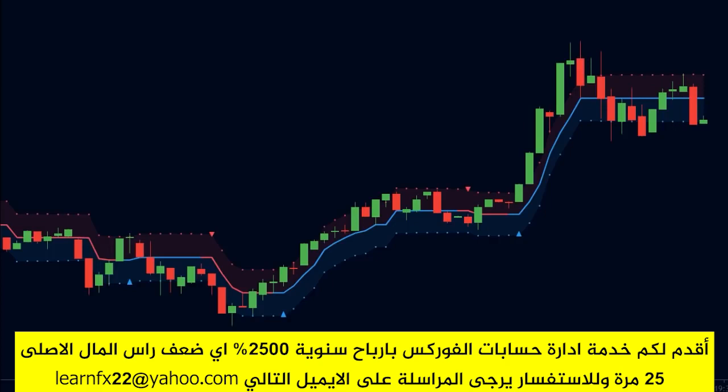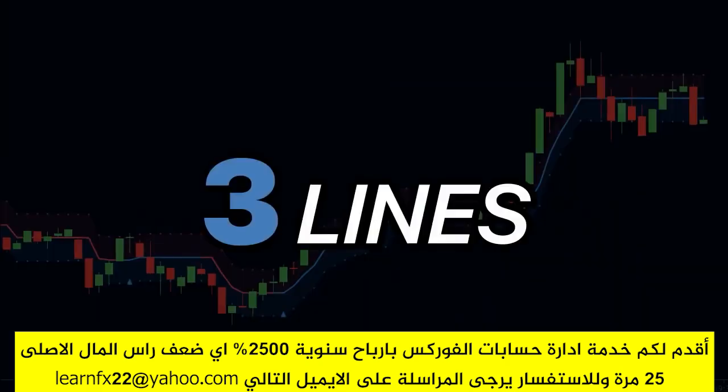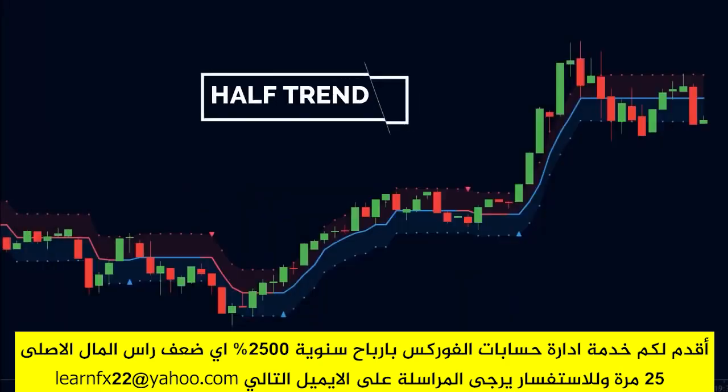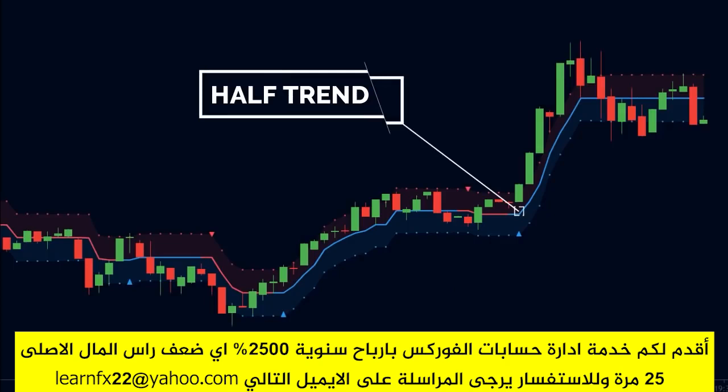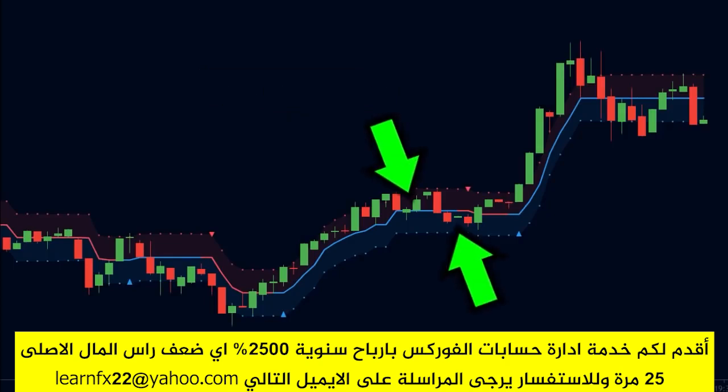On the indicator we can see that there are three lines. The central line is the actual half-trend indicator. The upper and the lower lines are nothing but two ATR bands that are placed above and below the indicator.